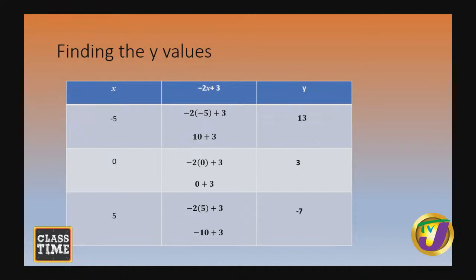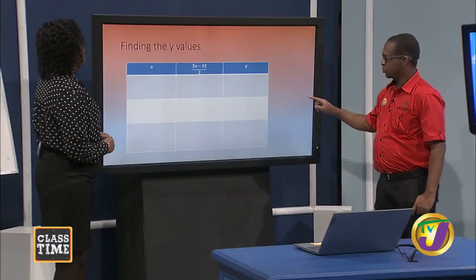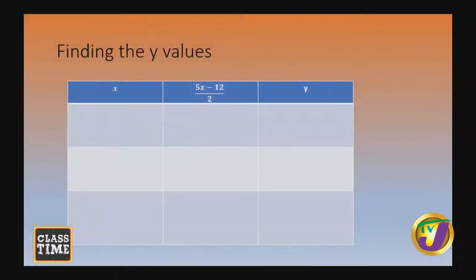All right, so that's the first equation. Let's look at the second one. We're using the same values, so negative 5. It would be 5 times negative 5 minus 12, all divided by 2, which gives a y value of negative 37 divided by 2, which is the same as negative 18.5.